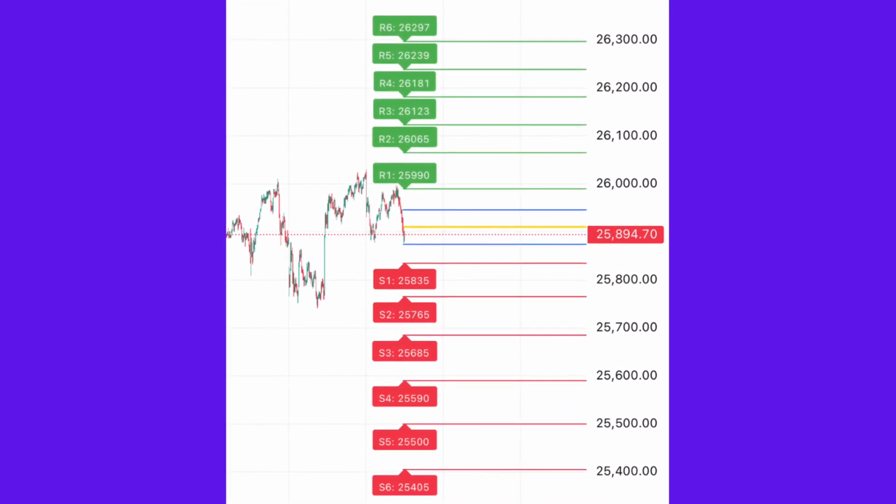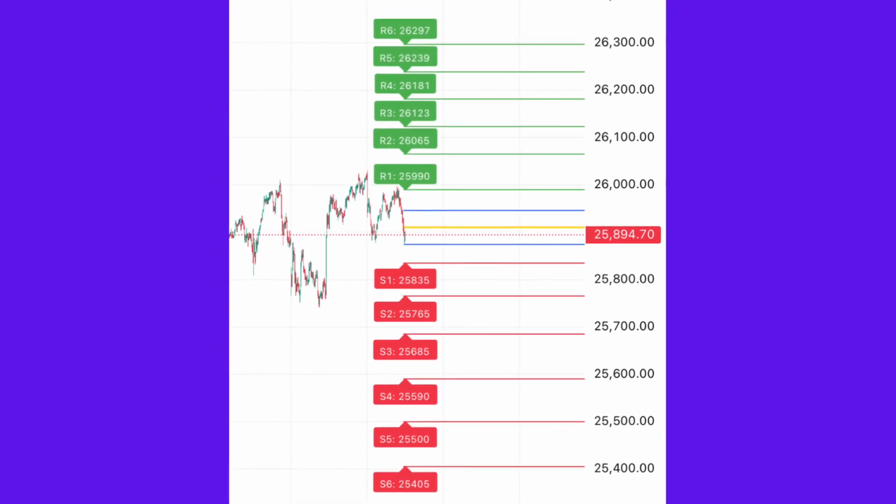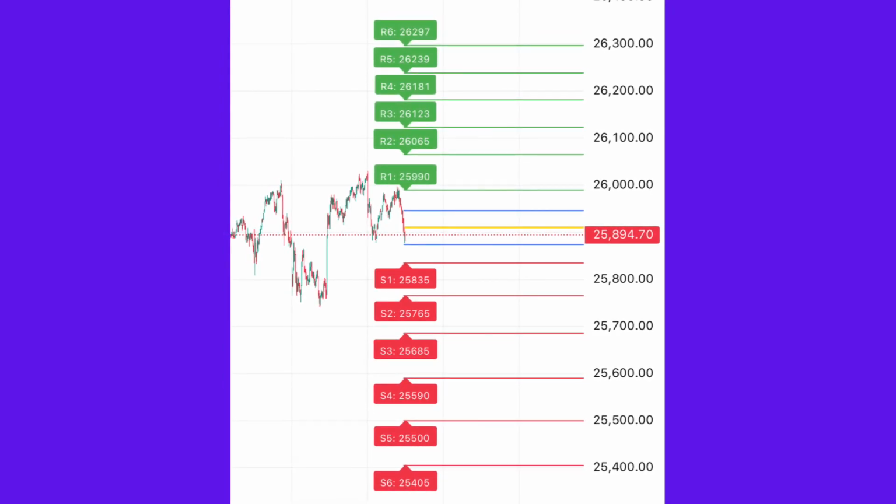Today we are looking at the complete pre-market analysis for Nifty, including the latest global market cues, important support and resistance levels, and the predicted direction for today's session. So let's quickly break down everything you need to know before the market opens. Nifty key levels for today.